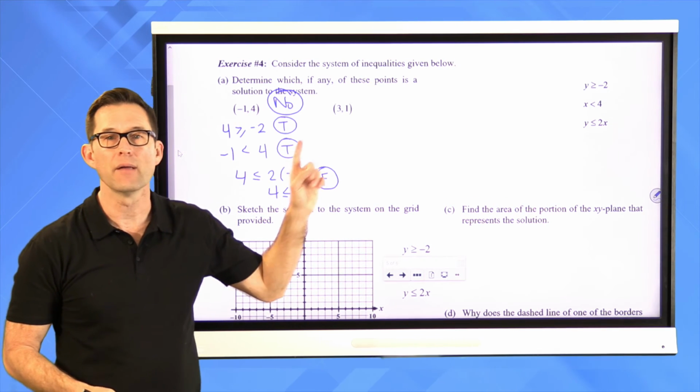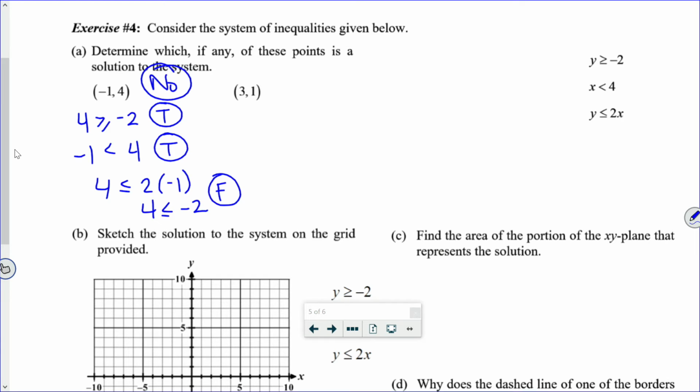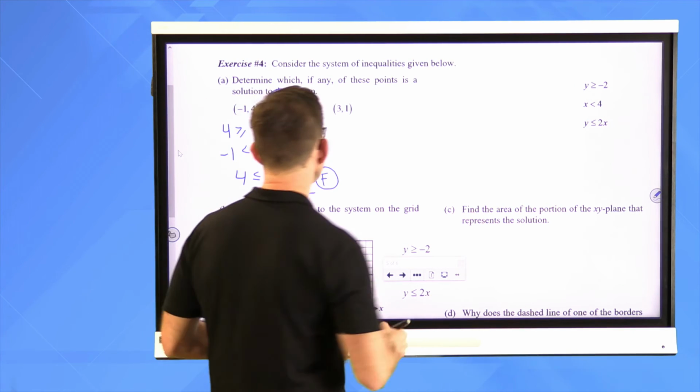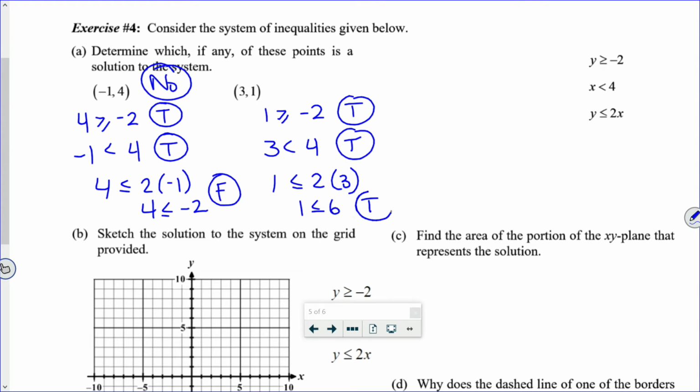Why don't you go ahead and play with the point (3, 1). Take a moment again on that. All right, let's do it. So again, first things first, y is greater than or equal to -2. Well, is 1 greater than or equal to -2? That's true. All right, second one, x is less than 4. Well, is 3 less than 4? That's true. Finally, is 1 less than or equal to 2 times 3? Is 1 less than or equal to 6? That's true. Since every one of the inequalities is made true using that point, the answer is yes.